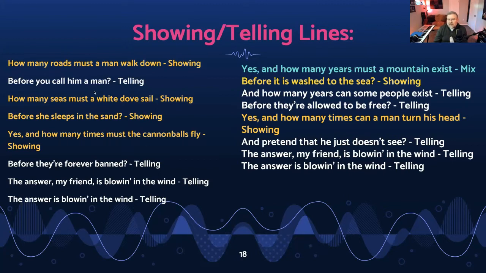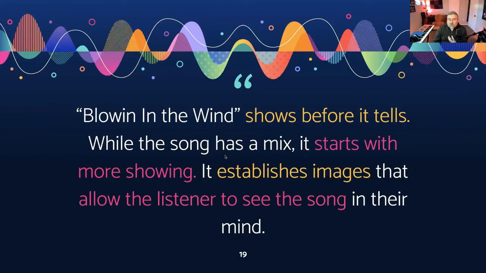So as you can see, again, the pattern of showing before telling shows up in this song as well. The second verse kind of does the same thing, but it has a little bit more telling to it. And that's usually common. Once you set some images in the beginning, you don't necessarily have to keep painting the picture as the song goes on, because your listener holds on to what you've already established. So again, "Blowing in the Wind" shows before it tells. It has a mix, but it starts with the showing, establishes the image that lets you see the song, and then it explains sort of the emotion. So you're going to hear this theme over and over again in my workshops, and I think it's something to really think about as you're writing your songs.